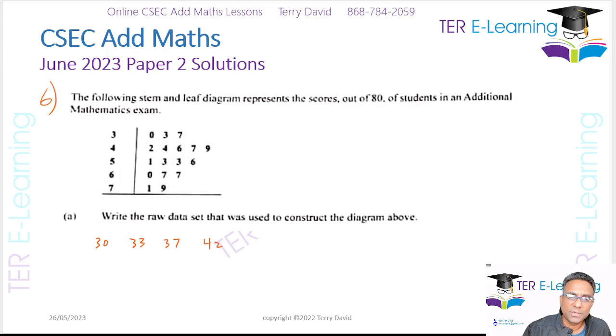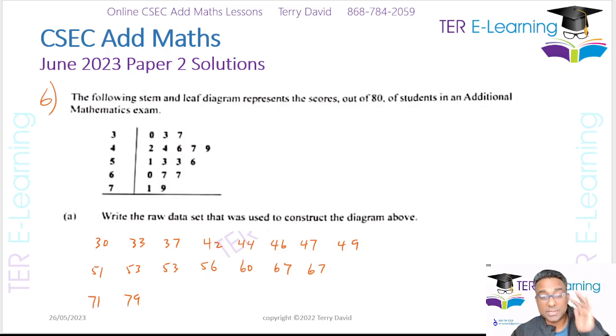It's 42, 44, 46, 47, then 49. Right? I'm going to jump to the next line now. Next one here is 51, 53. We have our next 53. We have 56. Then we have 60, 67. Then we have 67 again. And then I'll just go on the next line. 71 and then 79. Right? So those are the scores there. This is raw data that I've extracted from the stem and leaf diagram.